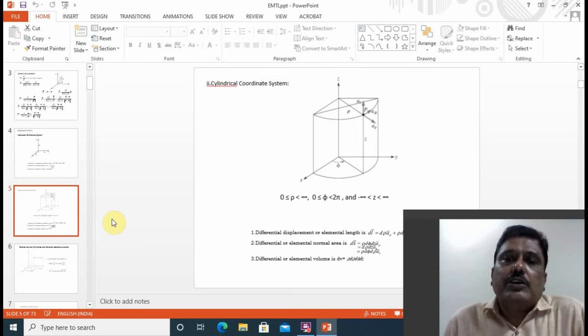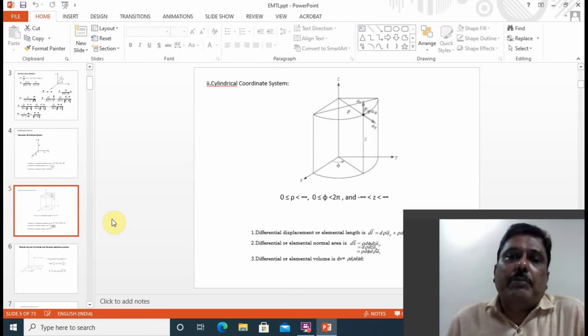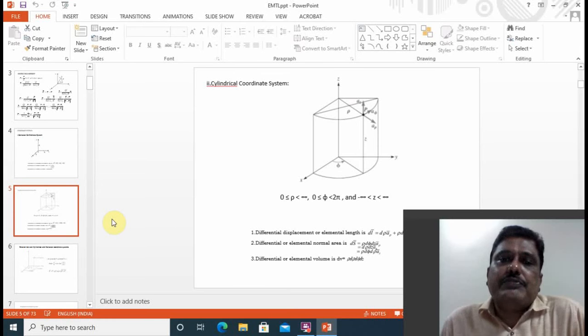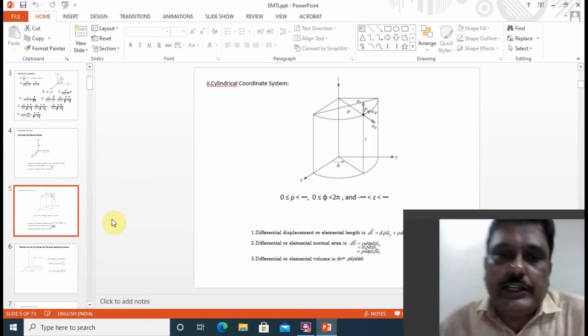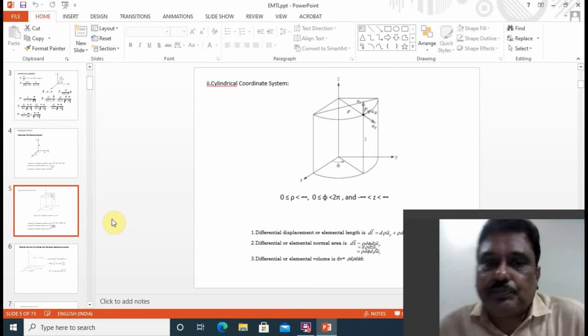And the second one is the phi axis. Phi is known as the azimuthal angle, which is taken from the x-axis to the rho axis, as shown in the figure. For a full complete cycle of a cylinder, the phi axis ranges from 0 to 2 pi. One complete cycle means 2 pi. Whereas the z axis is similar to the axis which we have discussed in Cartesian coordinate system. So it ranges from minus infinity to plus infinity.